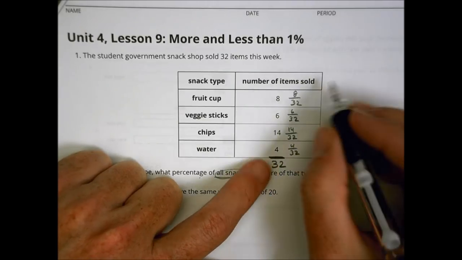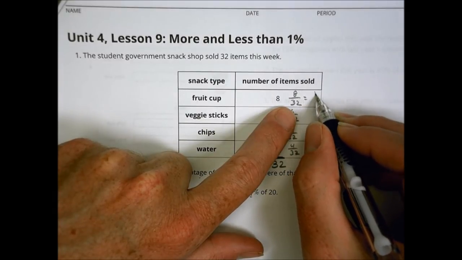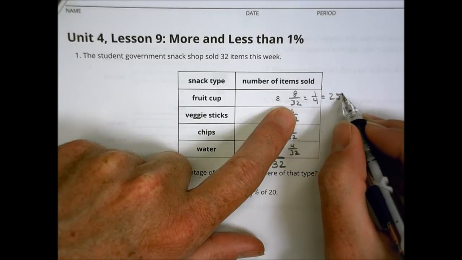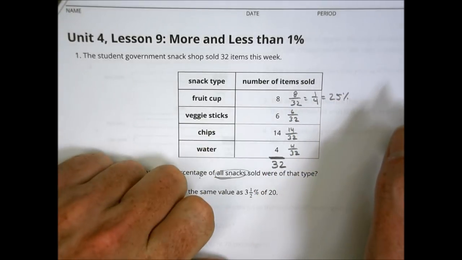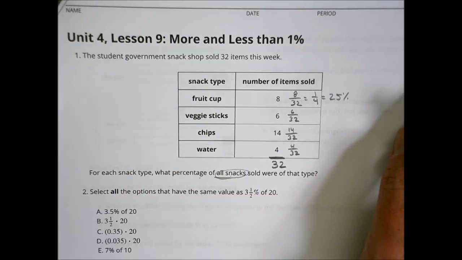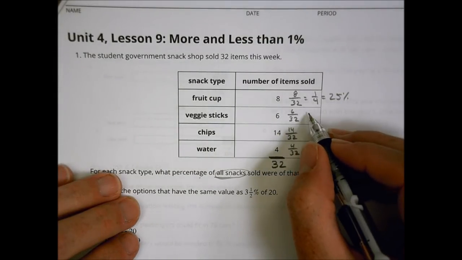For some of these, I can reduce. 8 out of 32 can reduce to 1/4, and 1/4 is a nice one, which is 25%. Okay, not too bad. And I can work with that there. 25% is what 8 is going to be at. Now I could do that for the other ones. I could do some reducing if I chose to, or I could just use a calculator and plug those things in.